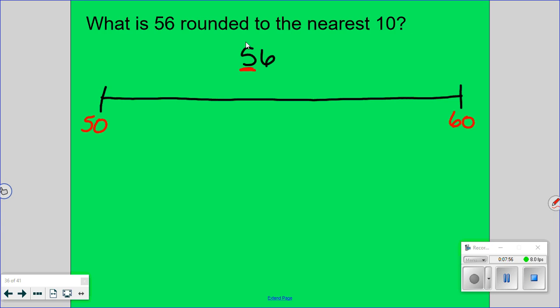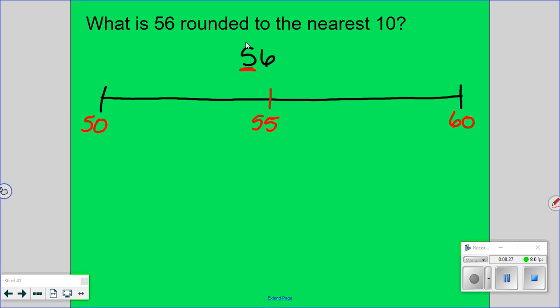Avery told us we needed a midway point. What's the middle of 50 to 60? Marley? 55. That means there's 5 numbers on this side, and there's 5 numbers on that side. It's exactly in the middle. Now we've got all the numbers ready so that we can figure out where 56 goes.